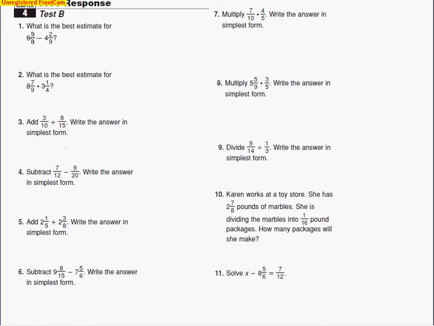the nearest half. And so we look to see, is 5/8 closer to 1/2, or is it closer to 1 or 0? Which one's it closer to? Well, take half of 8. So if you take half of 8, that equals 4. And you see how 4 is close to 5. So I would call this about 6.5.